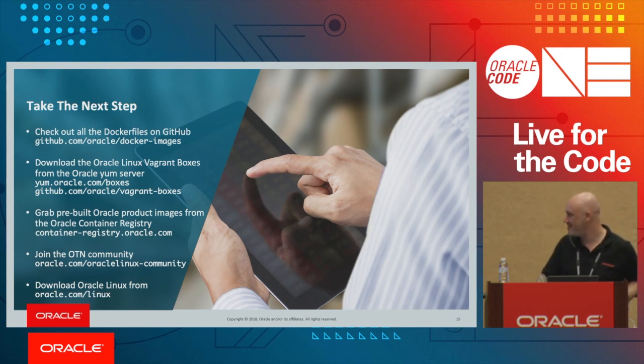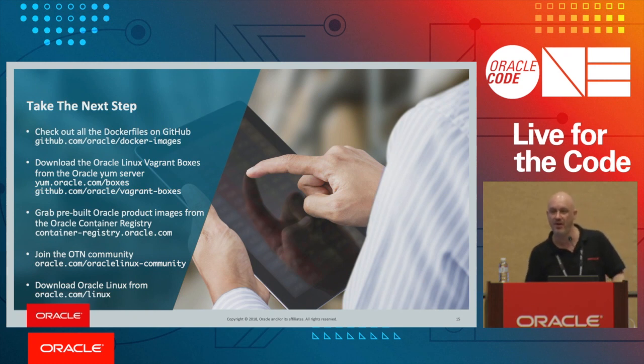We have all of our product images on Container Registry. We have the OTN community at Oracle Linux Community. It's quite a really active forum on the Oracle OTN community. Obviously, our GitHub presence is also active as well, so if you have an issue with any of the GitHub images, raise an issue on GitHub. If you want to add an image, we take pull requests. So this is not a one-to-many kind of environment.